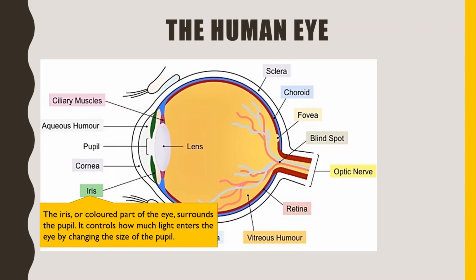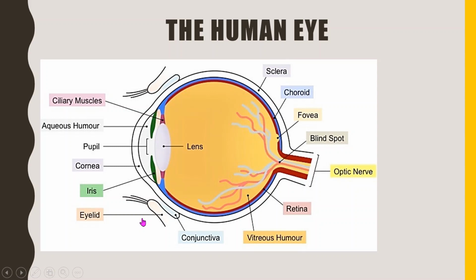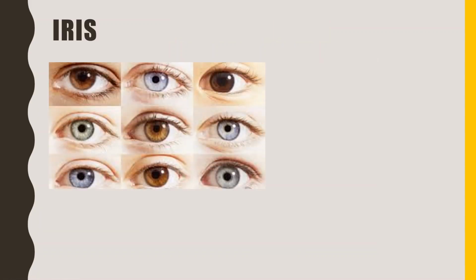Right, moving on, the next part is the iris. The iris is the colored part of the eye that surrounds the pupil. It controls how much light enters the eye by changing the size of the pupil. The iris has basically two functions to perform here. But what is the iris? You need to know that the iris is an opaque muscular structure. It's opaque. It does not allow the light to pass, but it controls the amount of light.